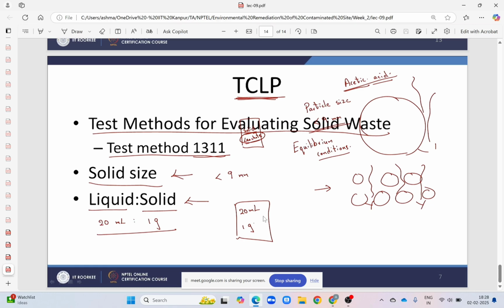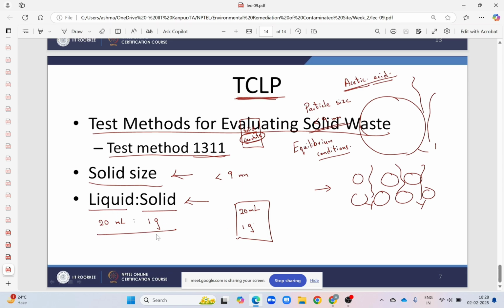Before taking the extractant solution, we first find out how much the pH of the waste is reduced by shaking or stirring the waste in DI water, and then we add some HCl and find out the pH drop. If the pH after adding HCl is less than 5, then we use the extractant solution which consists of acetic acid and NaOH, that is sodium hydroxide. And if the pH after adding HCl is more than 5, then we use the extractant solution which only consists of acetic acid. And then we take the solid to liquid ratio of 20 to 1.